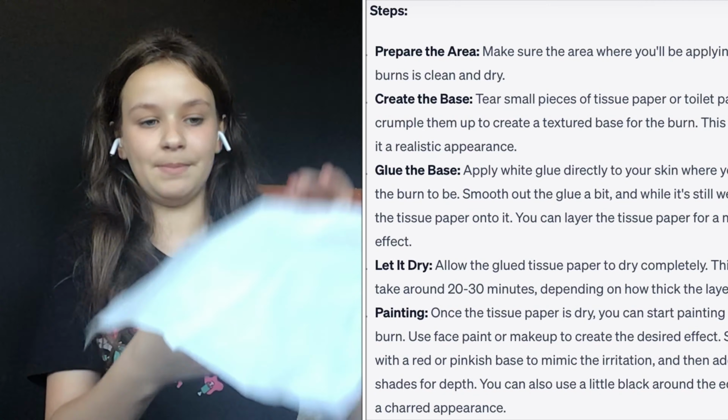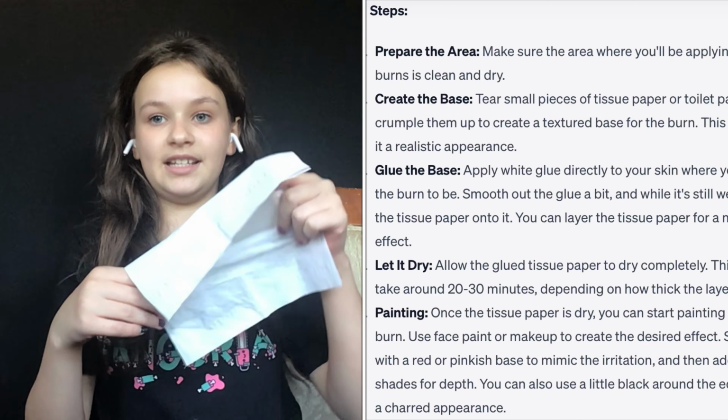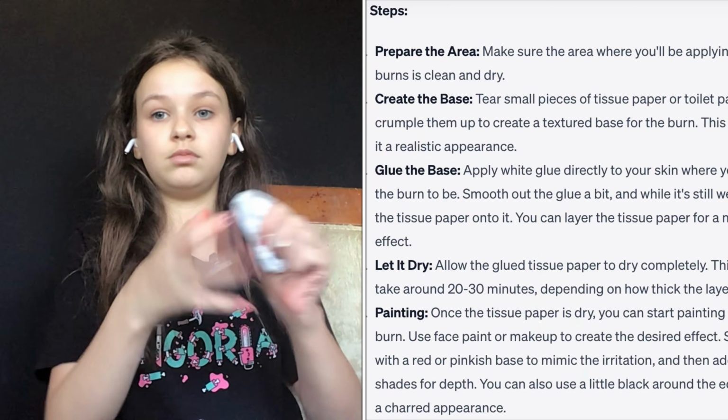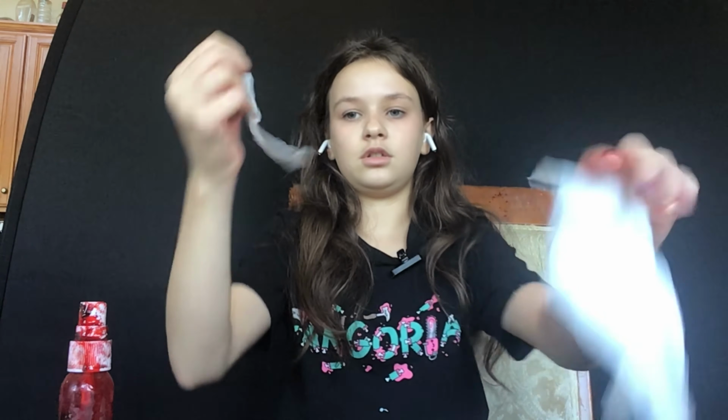Okay, so ChatGPT wants us to crumple up pieces of tissue paper. Now, it didn't specify to tear it up, so let's just crumple. Oh wait, it did say to tear it up. So tear it up and crumple. Crumple. Okay, this is starting to look really good. It didn't say what to do, it just said to tear them up and crumple. So let's move on to the next step.